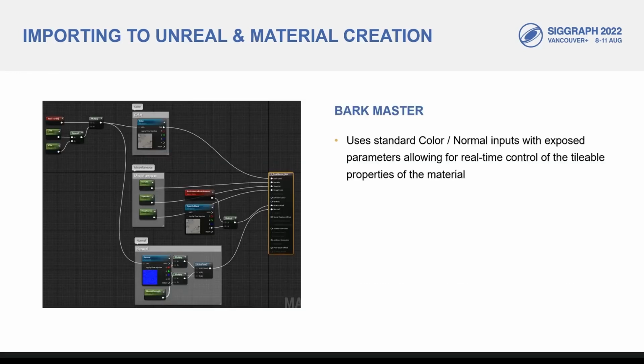Our bark master uses a standard color normal input with, again, very similar exposed parameters, so we can continue to have real-time control of different properties. In this case, also exposed parameters that control the tiling properties for different trees, different types of bark, especially ones that have texture sheets that aren't 1-1 in shape. You can increase the tile to have those fit the model. In the case of our blue violet, we don't use this particular material, but anything large enough to have a tileable material would use this.